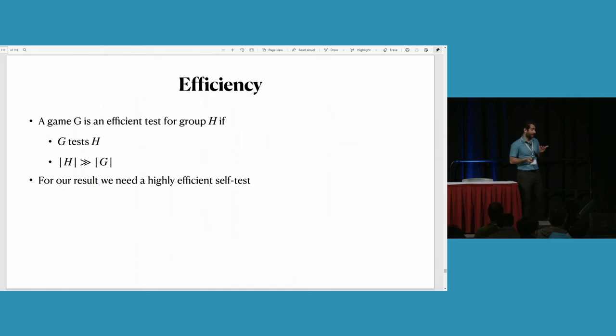Now, efficiency is an important property of self-tests. We say a game G is an efficient self-test for a group H if the size of H is much, much larger than the size of the game G. Intuitively, this means that a self-test is efficient if, with just a few questions, it forces many, many algebraic relations, many, many group relations. For our result, we needed a highly efficient self-test.